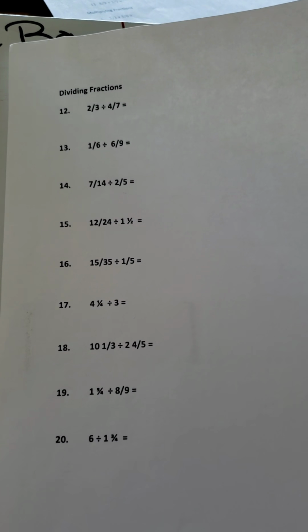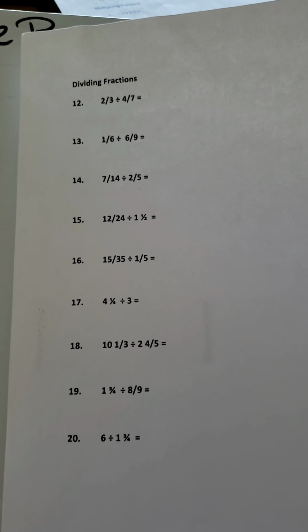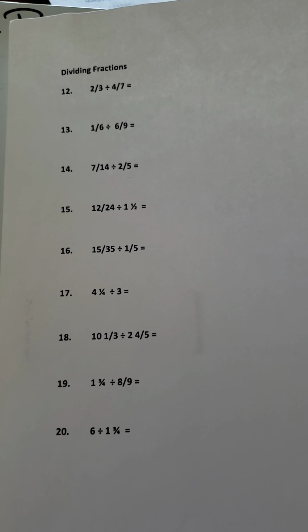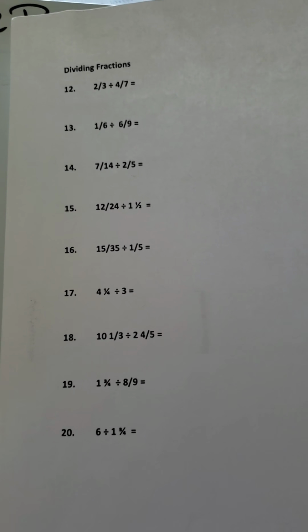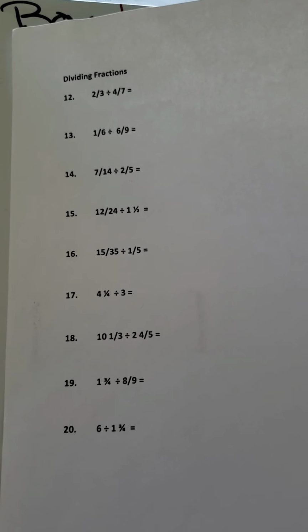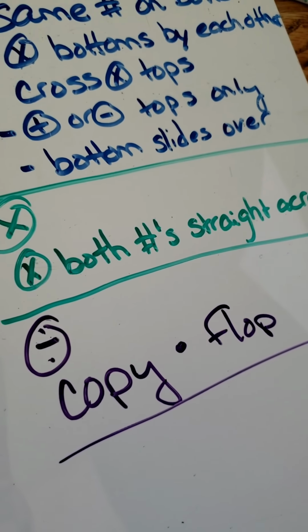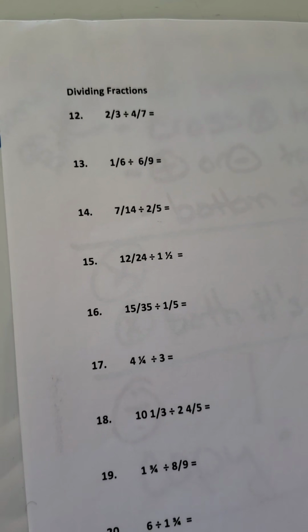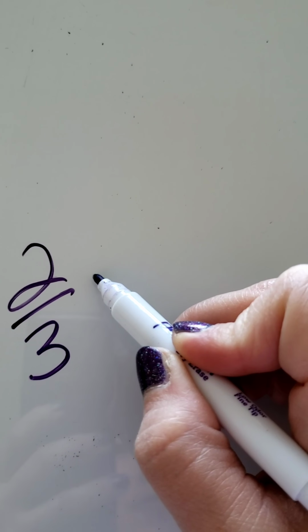All right, the last section we're going to do is dividing fractions. The name may seem intimidating and hard, but it's actually one of the easier ones to do. Usually adding and subtracting are the two hardest categories. With dividing, we have one step as well: copy dot flop. What that means is I'm going to copy down my first problem.